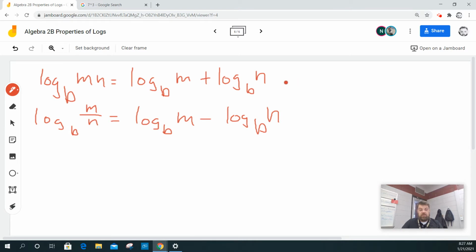This is a cool one that gets used a ton. The log base b of m raised to the n is equal to n times the log base b of m.